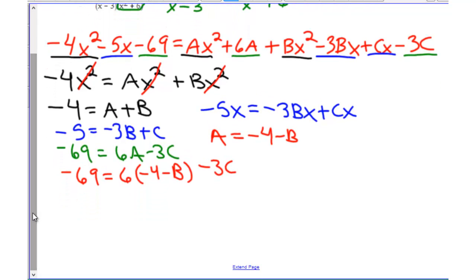and then plug it into this bottom equation. So that you get negative 69 equals negative 24 minus 6B minus 3C. So you add the 24 over, which gives you negative 45.